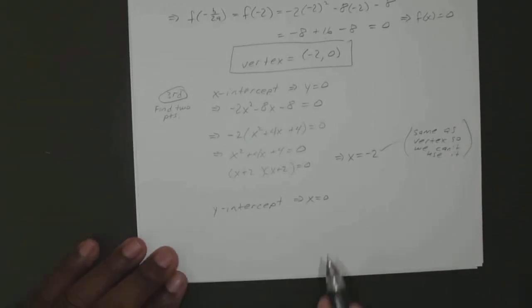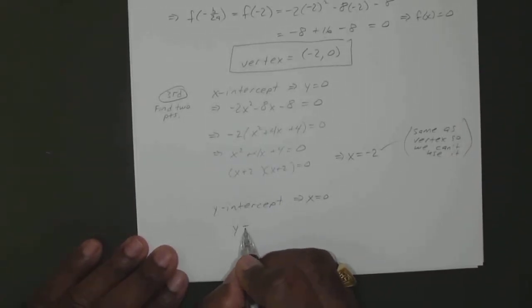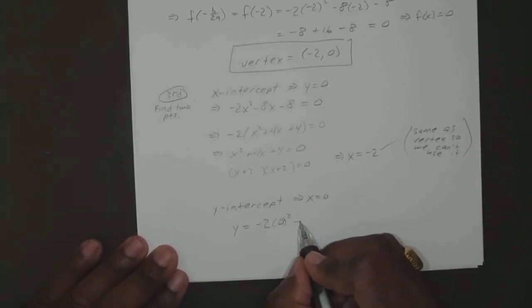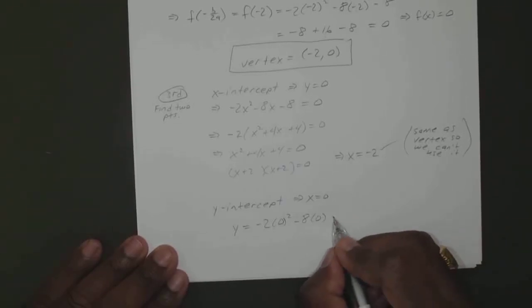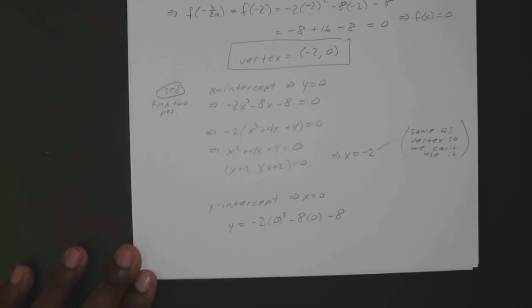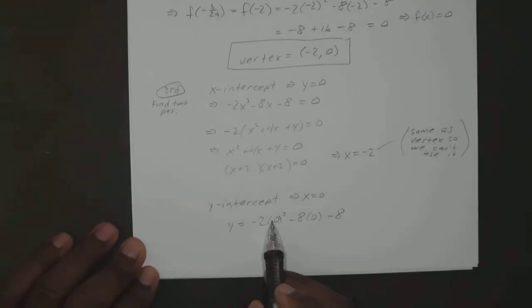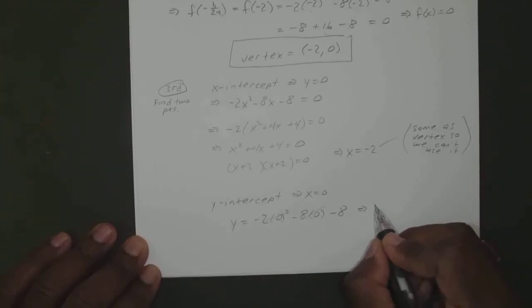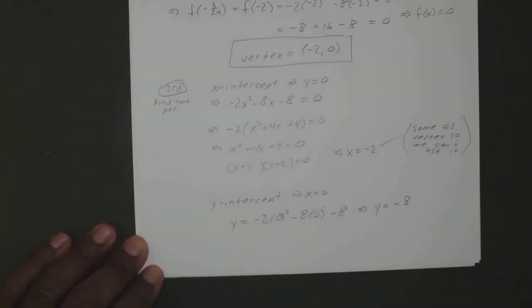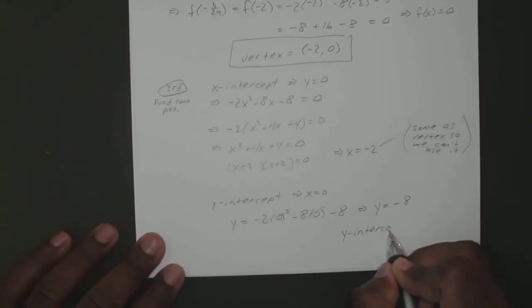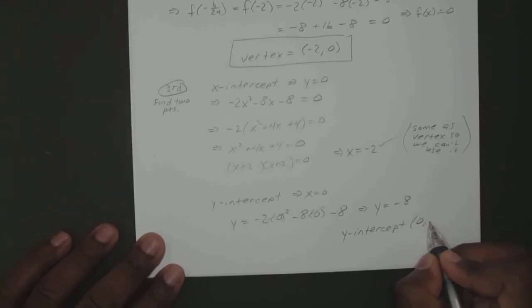Now for your y-intercept, that's just y equals negative 2 times 0 squared minus 8 times 0, minus 8. So all we did was get our original function and replace all the x's with zeros. That disappears and that disappears because they would both just become 0. That means your y is equal to negative 8. So your y-intercept is actually 0, negative 8.